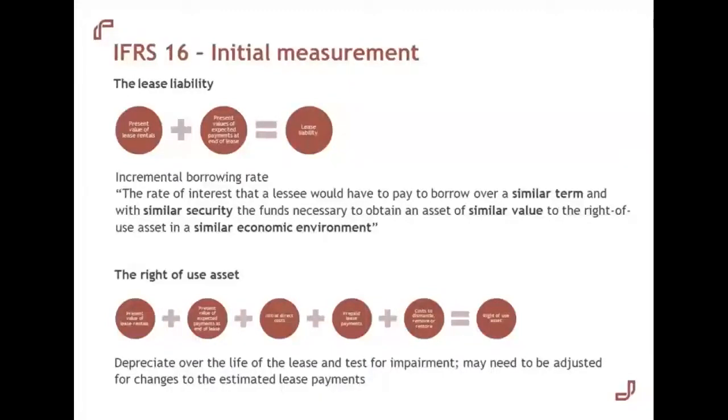The right of use asset is initially calculated as the sum of the amount of the initial measurement of the lease liability as just discussed. To this is added lease payments made in advance of the commencement date, less any lease incentives already received, then add the initial direct costs incurred by the lessee and the estimated cost of dismantling, removing or restoring the underlying asset or restoring the site on which it is located.